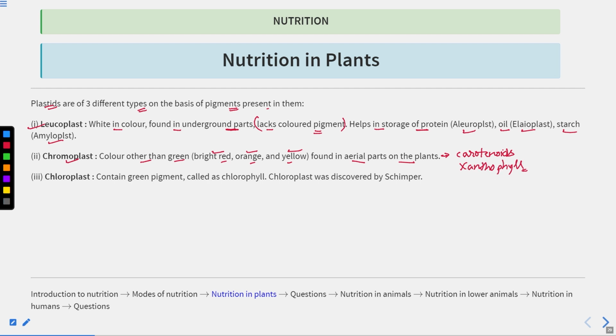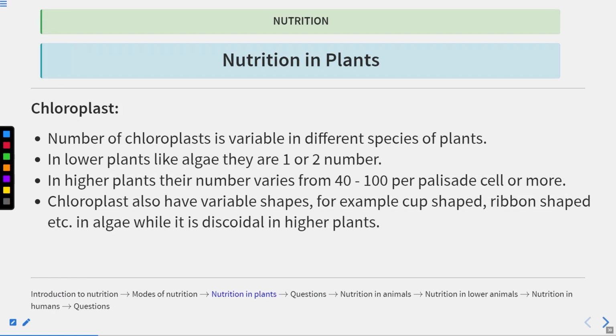Okay. Now, the next category is chloroplast. So, chloroplasts, we have already discussed, they contain the green pigment known as chlorophyll. That's why they are green in color and they are known as green plastids. And chloroplasts were first discovered by Schimper. Now, again, let's talk about the chloroplast in detail because we are studying photosynthesis and chloroplast is involved in photosynthesis. Now, the number of chloroplasts is variable in different species of plants.